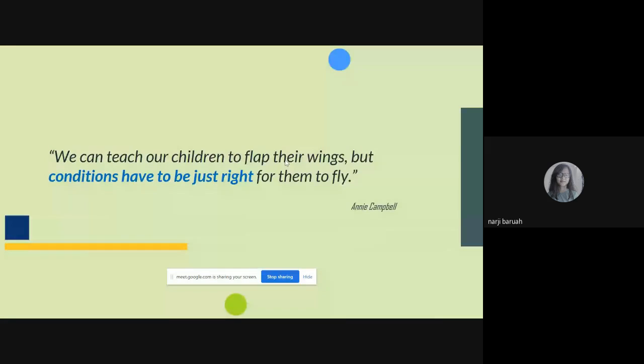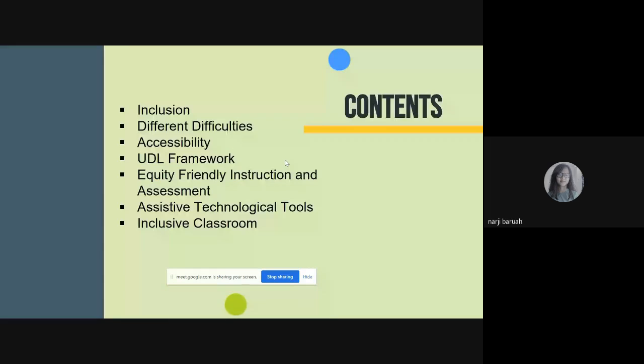Let's start with this quotation: we can teach our children to flap their wings, but conditions have to be just right for them to fly. The prime objective of today's session is to learn how to create such conditions for our students so that they can fly. The content includes inclusion, different difficulties, accessibility, the UDL framework, which is universal design for learning, equity-friendly instruction and assessment, assistive technological tools, and inclusive classroom.